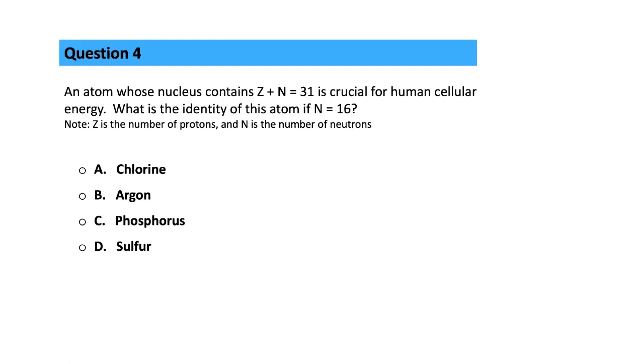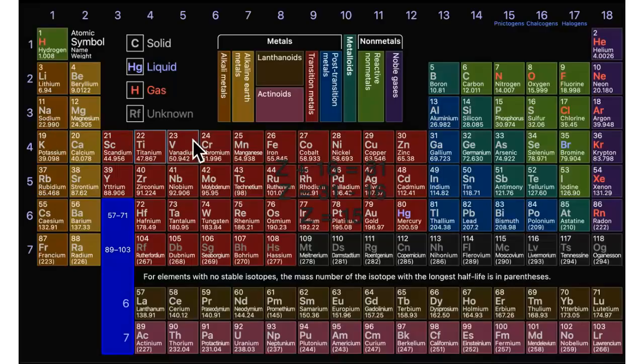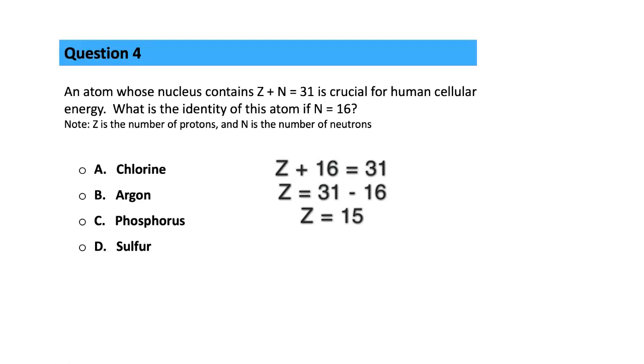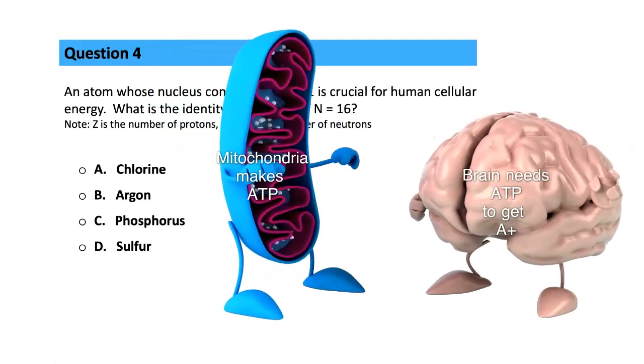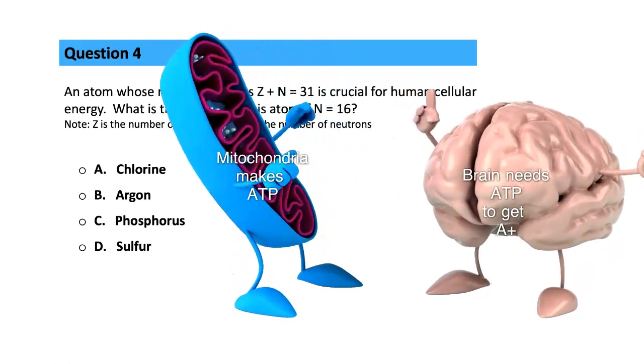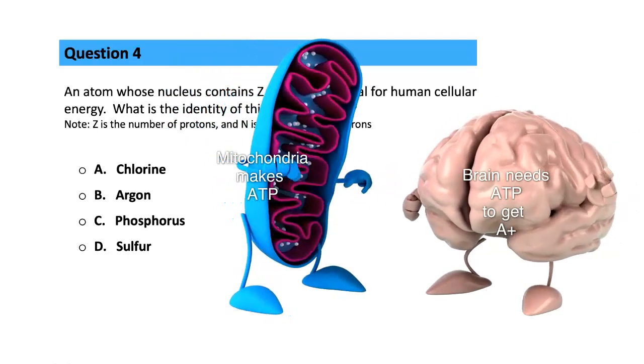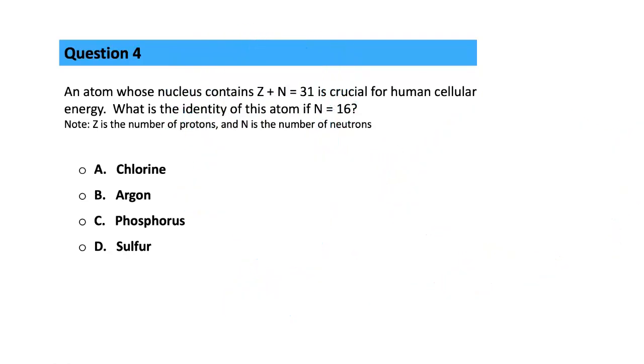Since we have the value of N, we will put that value into the equation, and we get that Z plus 16 is equal to 31. And that gives us Z, which is equal to 15 protons. So, looking at the periodic table, that element is phosphorus. Is phosphorus crucial for human cellular energy? Of course, yes. Phosphorus is a big part of adenosine triphosphate, an energy storage molecule found in all living organisms, including bacteria, fungi, and blue whales. Therefore, the answer is C.